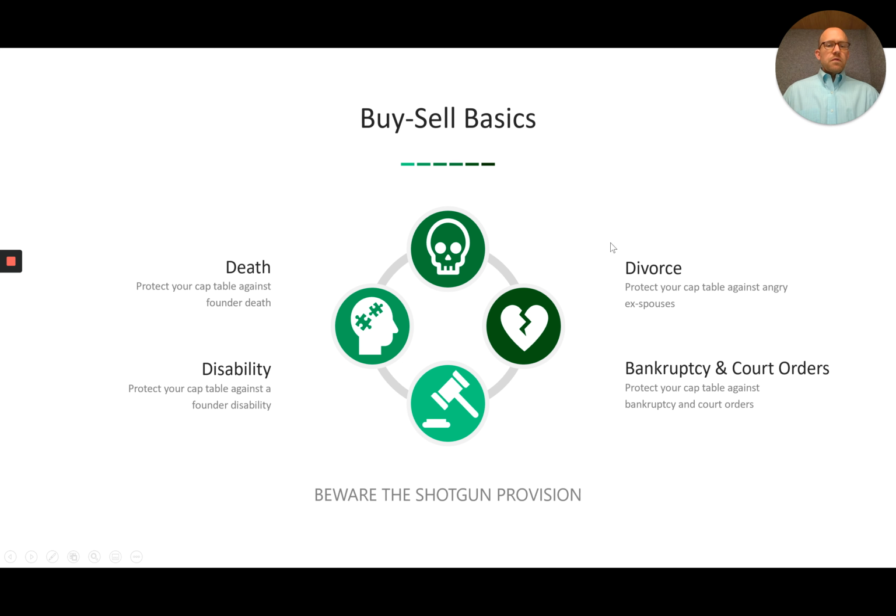With regards to divorce, this is a little bit different, because the protection here is to ensure that if a partner gets divorced, and because divorce courts have a lot of latitude to make orders that can be binding on a business when one owner owns some equity, the company is in a position so you don't have two former spouses on the cap table fighting it out and having issues there.